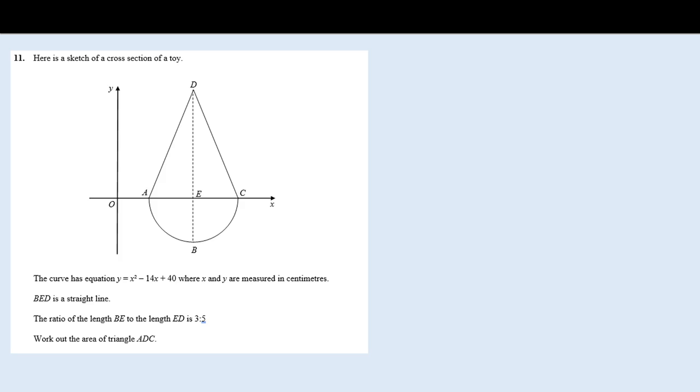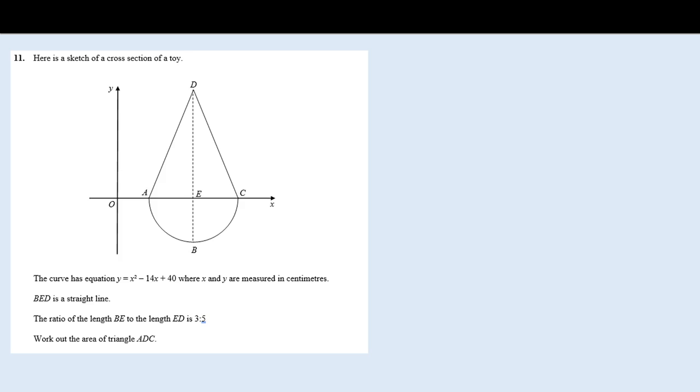Okay, so let's take a look at this. Let's read through the question first. We've got a sketch of a cross-section of a toy. So the sketch just means that it's not accurate. We've got our picture there. And we're told that the curve has the equation y equals x squared, take away 14x plus 40, where x and y are measured in centimetres.